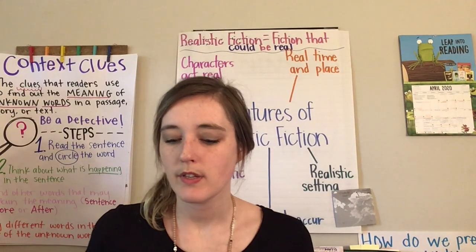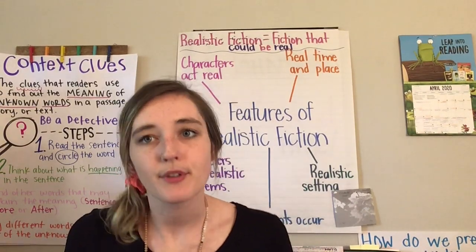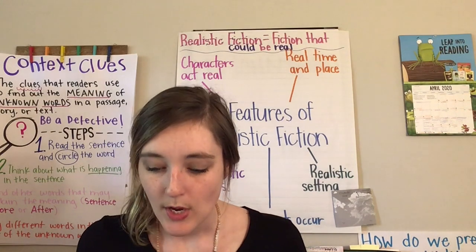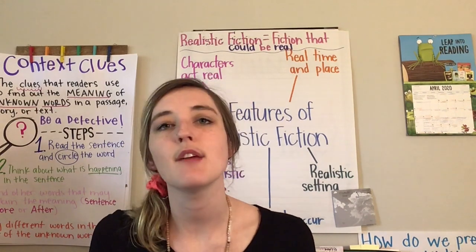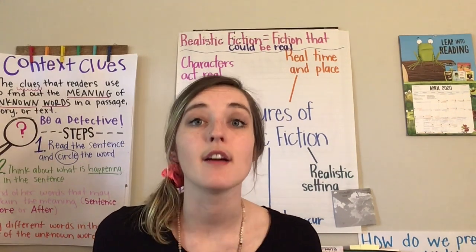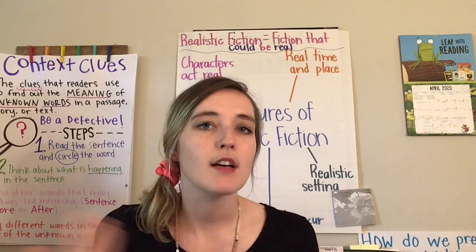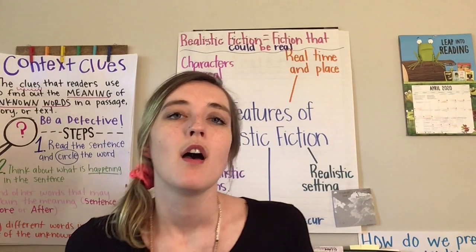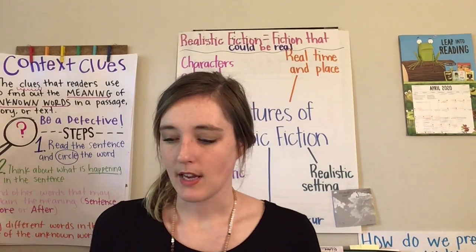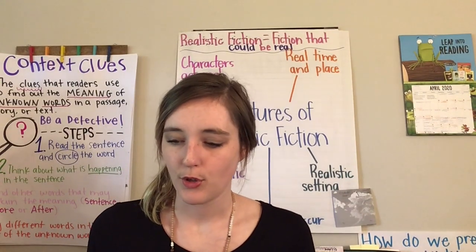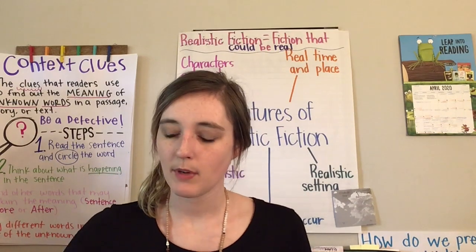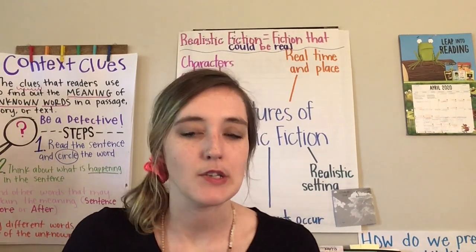Okay, so the last feature for realistic fiction says realistic events occur. So that's kind of spread throughout the entire story. You can go find events, details, things that happen to Lincoln that are realistic. If you turn to page 17, we're going to read paragraphs 18, 19, and 20.